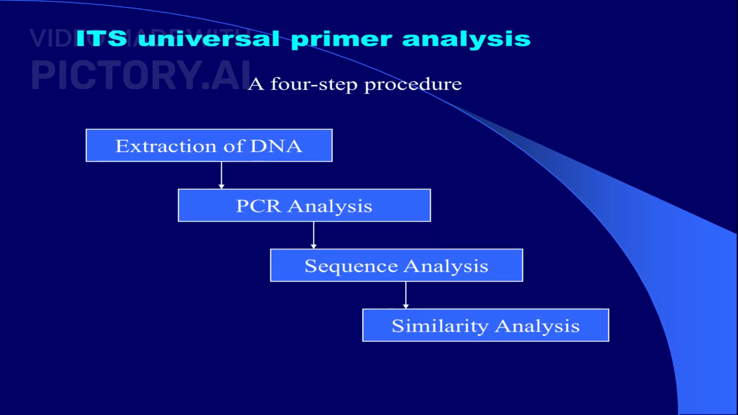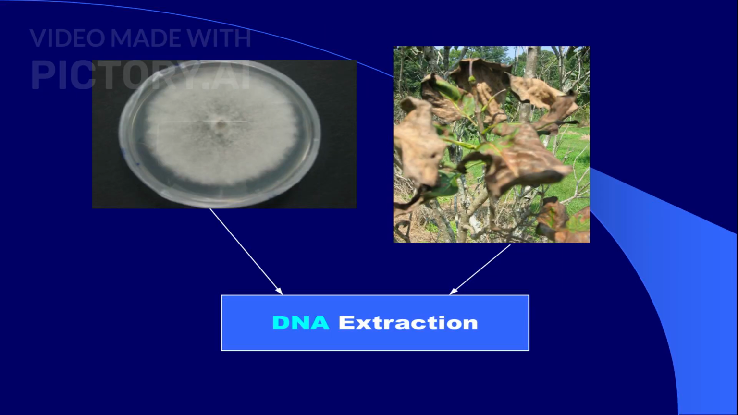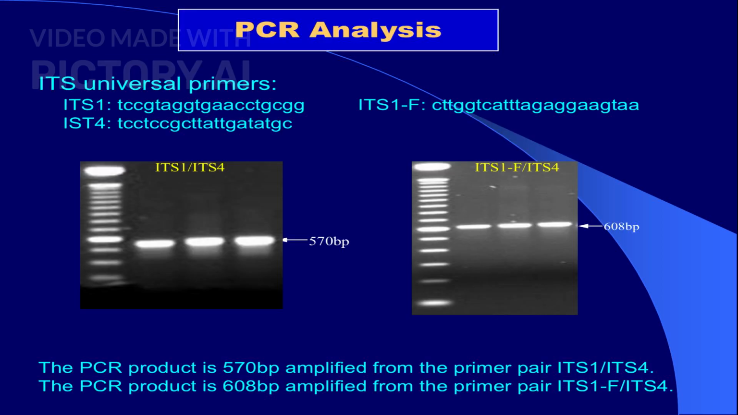The universal primer analysis involves 4 steps: DNA extraction, PCR analysis, sequence analysis, and similarity analysis. The first step in identifying plant pathogens is DNA extraction, crucial for further analysis. In our PCR analysis, we utilized universal primers to amplify specific DNA segments.